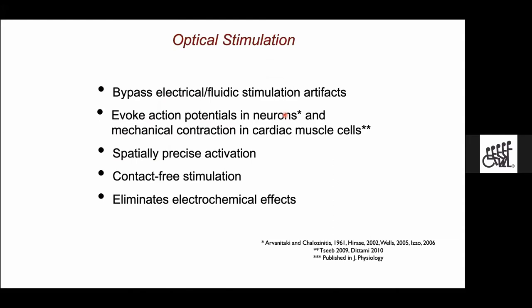The idea for optical stimulation and why it's attractive in the field of neuroscience is pretty clear, right? We know that electrical stimulation produces a significant artifact, which makes spatial selectivity of electrical stimulation challenging. So you can't have two electrodes that are fairly close to each other and be able to produce spatially selective stimulation in neurons. We also know that the electrodes have to be in close contact with the neural tissue.